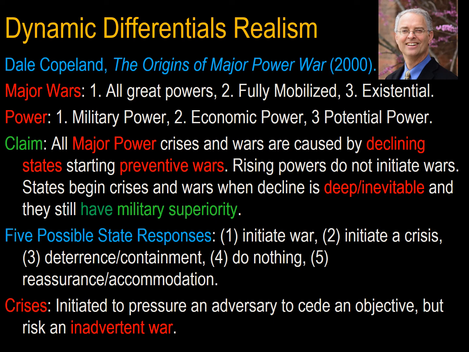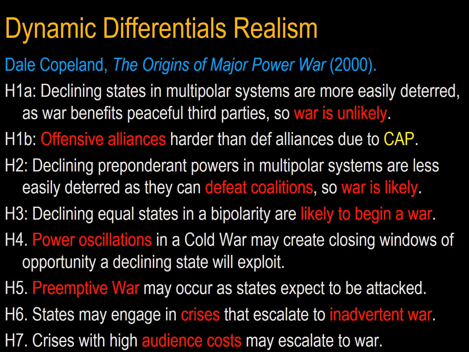So crises are typically initiated to pressure an adversary to cede an objective, but it risks an inadvertent war. So the US could maybe provoke a naval dispute with China around Taiwan to try to teach China a lesson not to pressure America's ally. So these are some of Copeland's hypotheses.